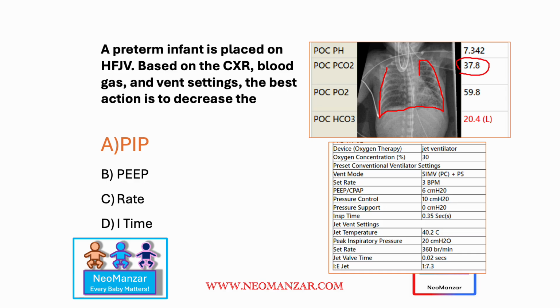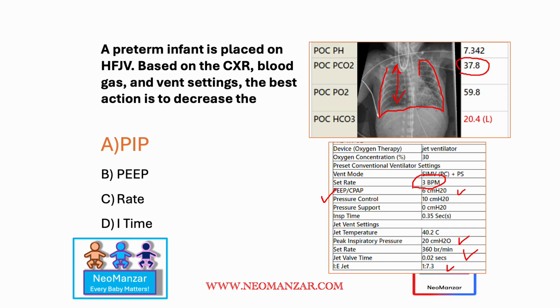And look at the settings. Here this 3 is the sigh breath, so you don't have to do anything about it. PEEP is only 6 and PIP is 20. The rate is 360 and the IE ratio is 1:3.7. The point here is, whenever you have hyperexpansion like this, there are two things you can do: either decrease the PEEP or the PIP. But in this case, as you have noticed, the PEEP is already low, so the first thing to do is to work on the PIP.